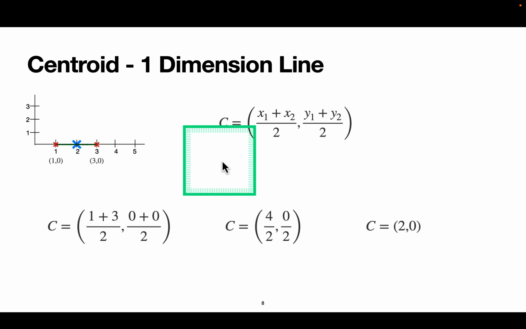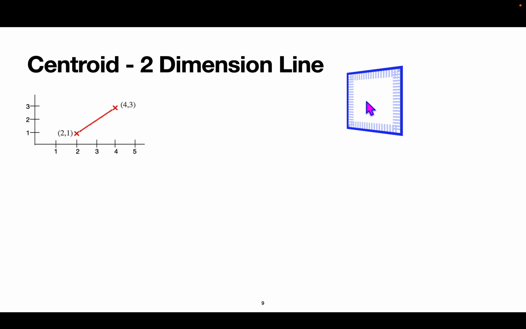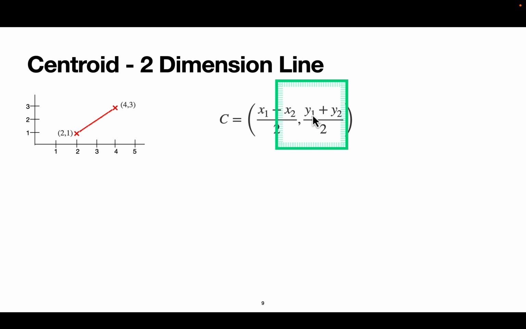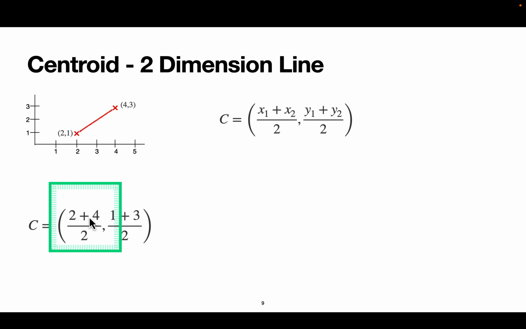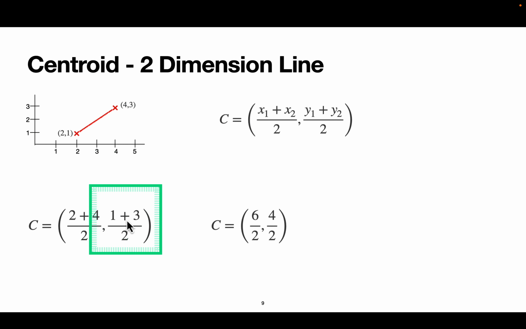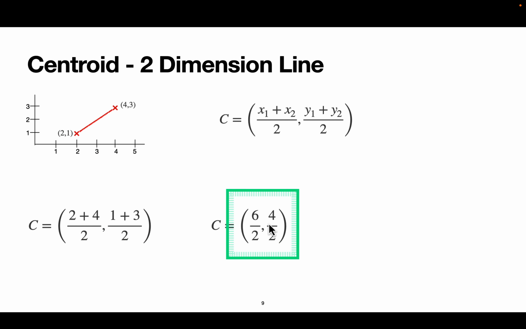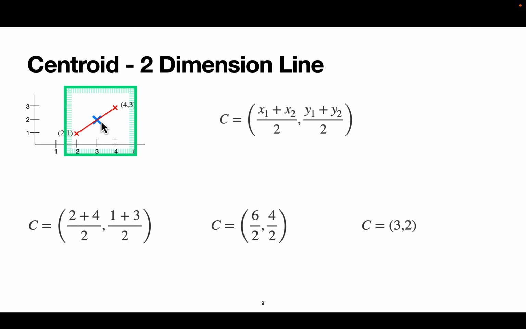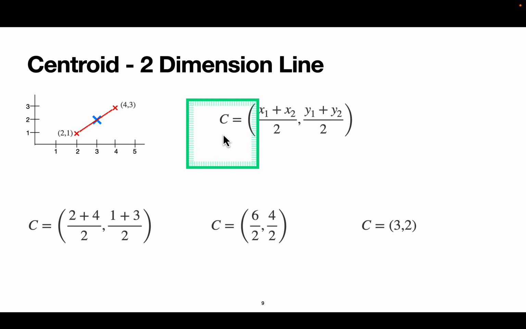And the same for a two-dimensional line on a graph, which has both x and y components. If we use the same formula and put in the numbers, 2 plus 4 and 1 plus 3, so 6 by 2 and 4 by 2, the centroid will be 3, 2. So it will be somewhere over here.